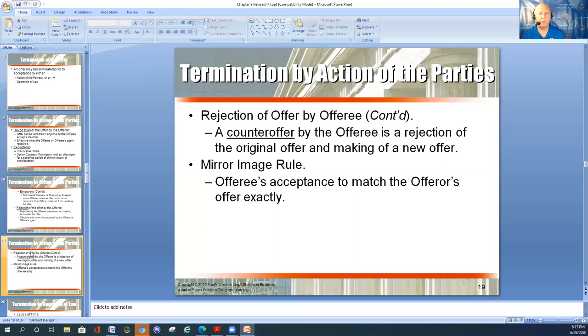And if I say, hey, I will sell you my Dell Ultrabook laptop for $500. And you say, that's a deal, but you've got to throw in your scanner too. Well, sorry, that's not an acceptance. It fails because of the mirror image rule. The mirror image rule says that the acceptance must match the terms of the offer exactly. And in this case, it did not. You added something else to it. So instead, you didn't accept. It wasn't an acceptance. It was a counteroffer.